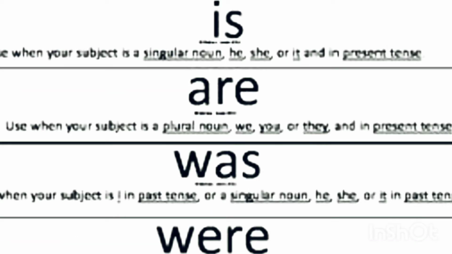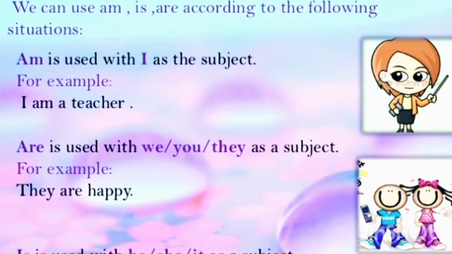in present tense. Now when do we use was? We use was when the subject is a singular noun like he, she or it in past tense. And were is used when the subject is a plural noun and we use it with we, you or they in past tense. Now we'll see the uses of each one of these helping verbs with different examples.